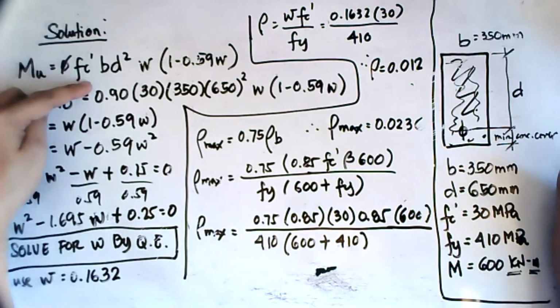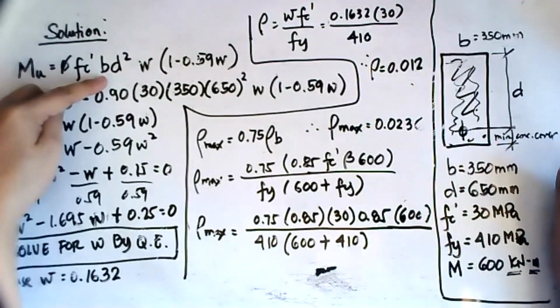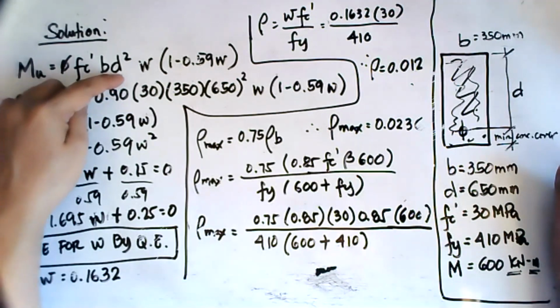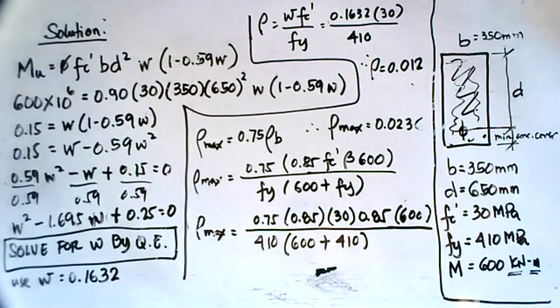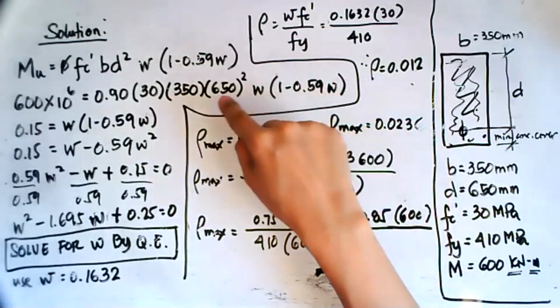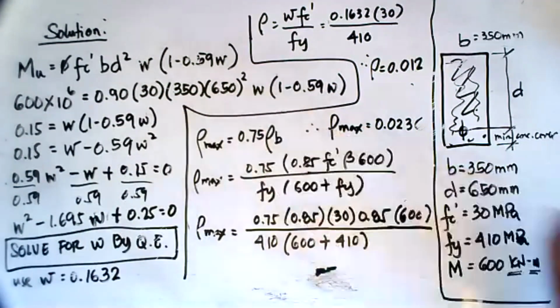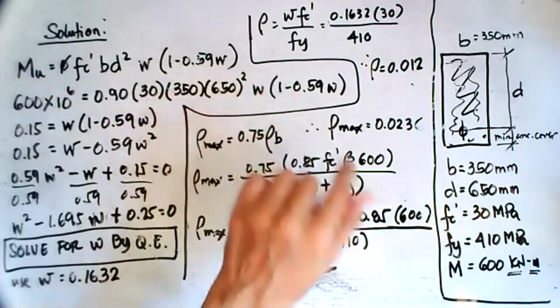Fc prime is the compressive strength of concrete. b is the width of the beam. d is the effective depth of the beam. W is the design coefficient. So what we are going to do is to solve for the value of W because we are already given the other values. Ang natitira na lang sa atin na hindi nabigay ay yung value ng W. So what we are going to do now is to determine the value of W.